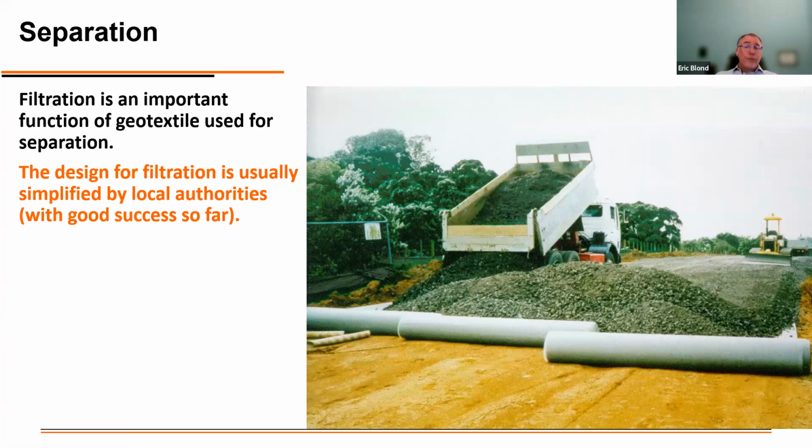However, what we observe is that the design for filtration has been extremely simplified by local authorities. If I take the example of AASHTO M288, now the requirement is a maximum of 600 micrometers for the opening size. That means essentially any geotextile.